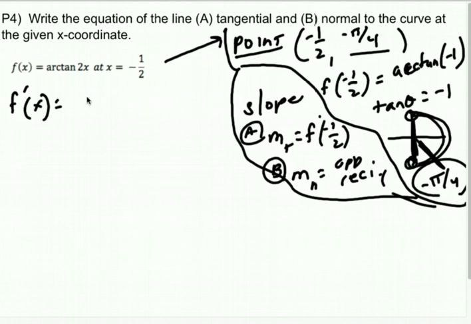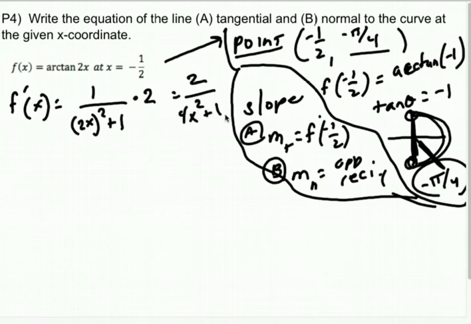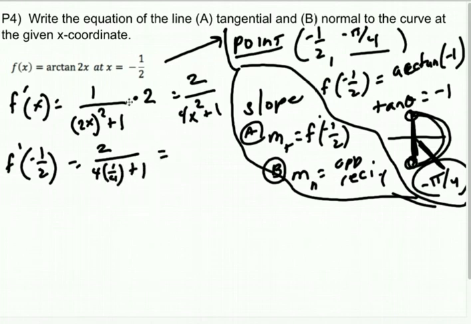So the derivative of arctan is 1 over whatever's inside the arctan squared plus 1, and then we have to differentiate the thing inside the arctan. So we're going to get a 2 over 4x squared plus 1. That means that f prime of negative 1/2 is 2 over 4 times 1/4 plus 1, because negative 1/2 squared is 1/4. So I'm going to get that this is 2 over 2, which is just 1.